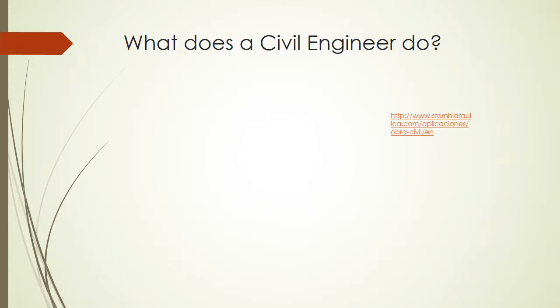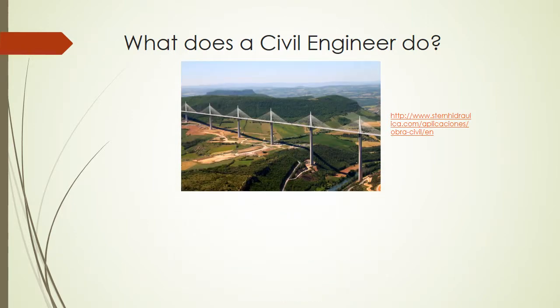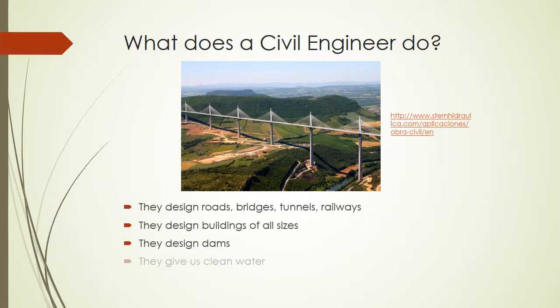What does a civil engineer do? A civil engineer designs roads, bridges, tunnels, and railways. They design buildings of all sizes. They design dams. They give us clean water, and they give us sustainable energy.